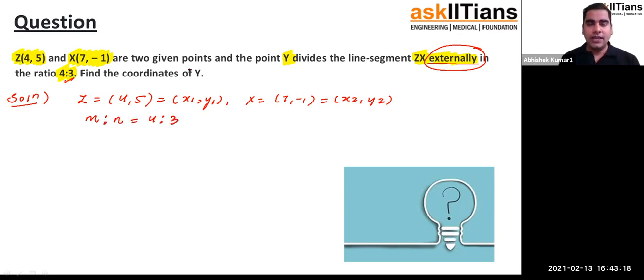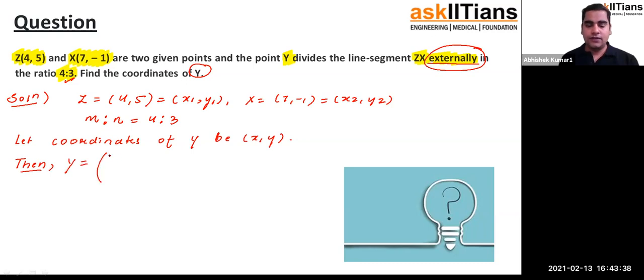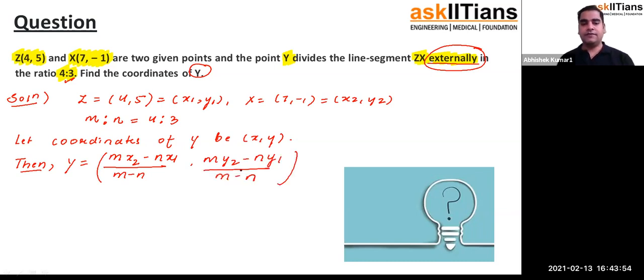We have to find out the coordinates of Y. So let the coordinates of Y be x, y. Then as per the section formula, the x coordinate will be given by mx2 minus nx1 divided by m minus n. The y coordinate will be given by my2 minus ny1 divided by m minus n.